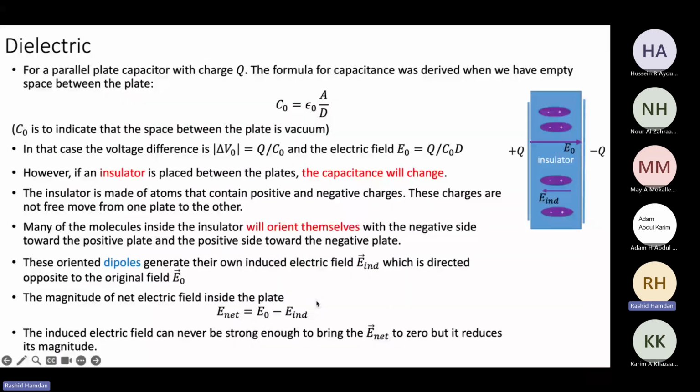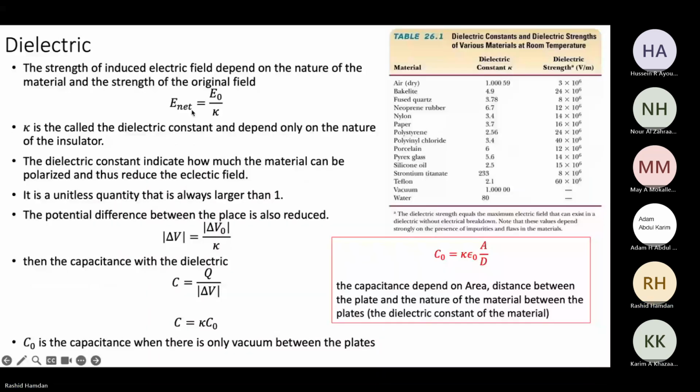So what happens is now we have a new field. This new field, E net, depends on E0, and it depends on how strong a dielectric this material is. The word dielectric comes from the fact that this material can reorient, taking the positive to one side and the negative to the other. So I call this the dielectric constant. We give it the symbol kappa, the Greek k, which is like a k but a bit curvier, so we call it kappa.